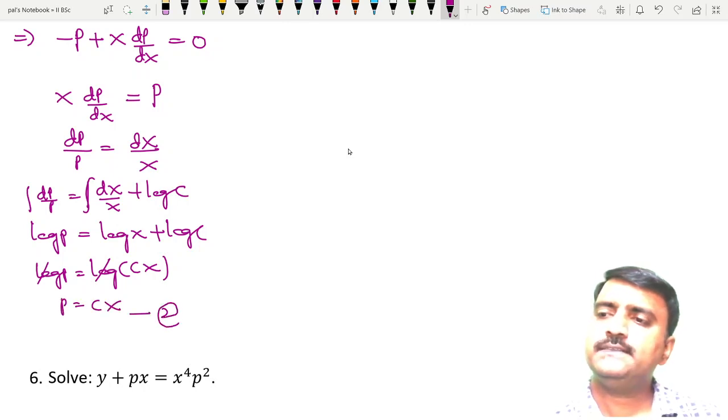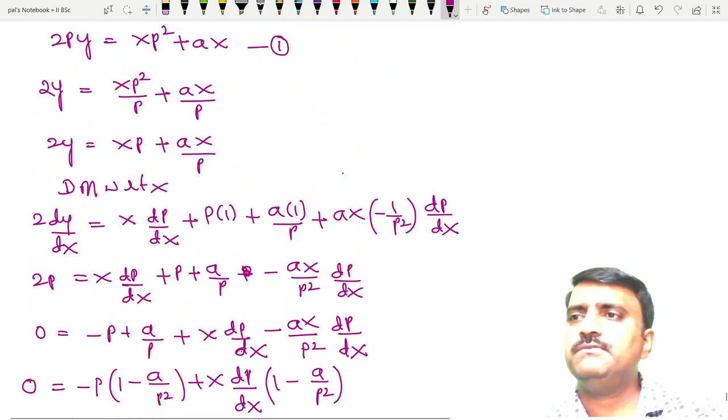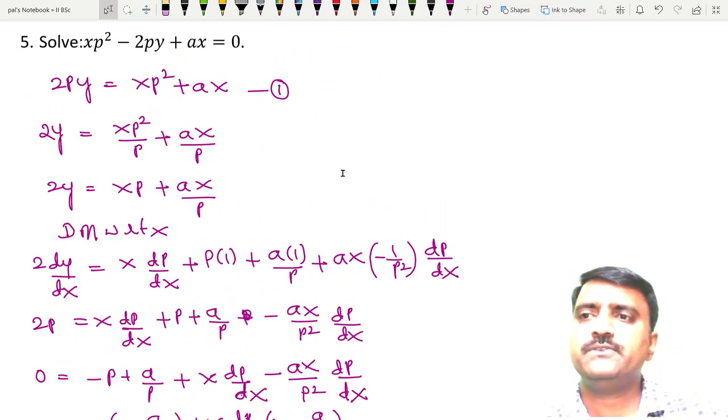You take this expression as 2, substituting 2 in equation 1. What is equation 1? 2py is equal to xp square plus ax.